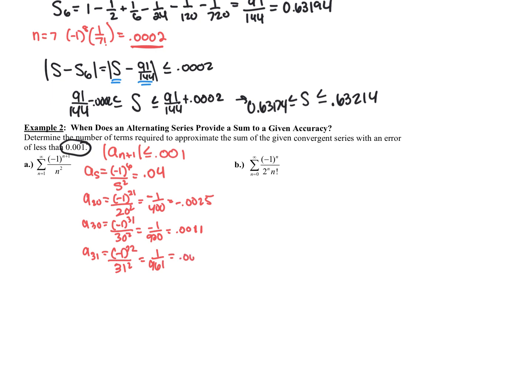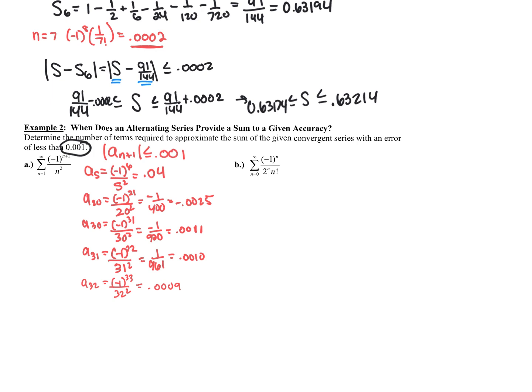Which is 0.0010. So that's not quite small enough. So if we go a 32, we'll get negative 1 to the 33 over 32 squared, which will be 0.0009 finally, and we'll finally get less than that error of 0.001. So when we get to the term 32, the value of that term itself is less than 0.001.